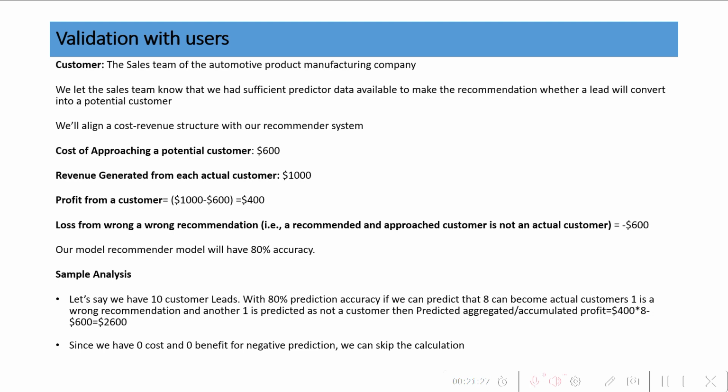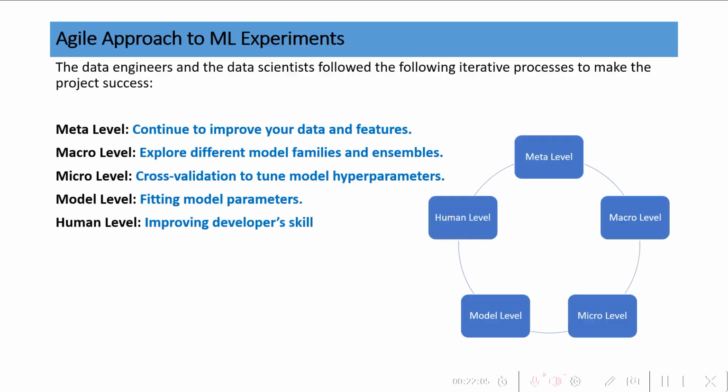Loss from a wrong recommendation, that means a recommended and approached customer who is not an actual customer, is minus $600. So our recommender model will have 80% accuracy, let's say. So let's say we have 10 customers, 80% accuracy means we can predict 8 customers who will become actual customers. One is a wrong prediction and one is a right prediction that it won't be a customer. So our accumulated profit is $400 times 8 minus the cost of approaching a wrong customer, $600. So it's ultimately $2,600 for every 10 customers. Since we have zero cost and zero benefit for a negative prediction, we can skip the calculation.